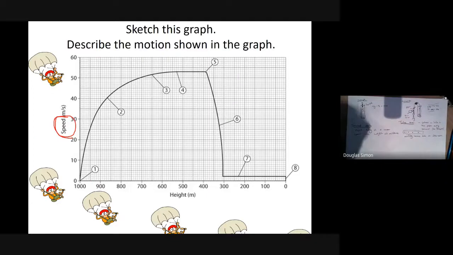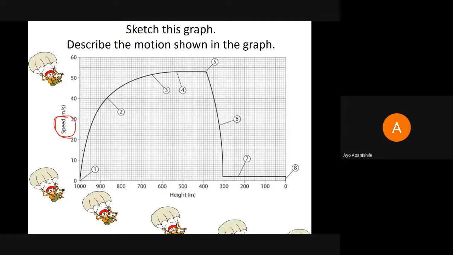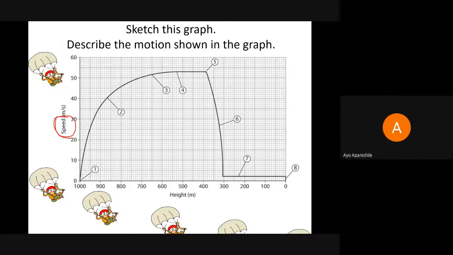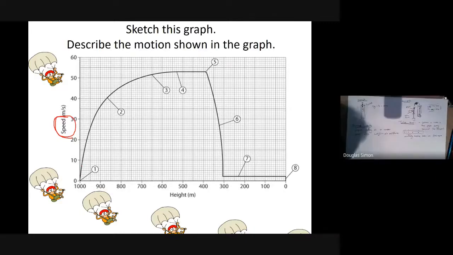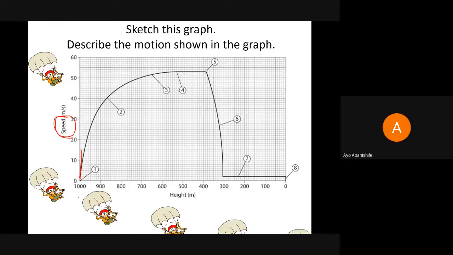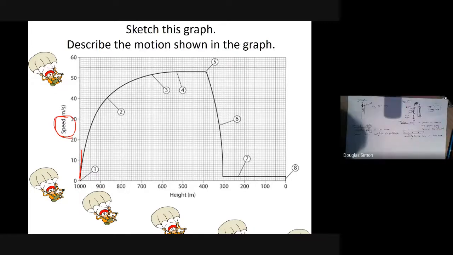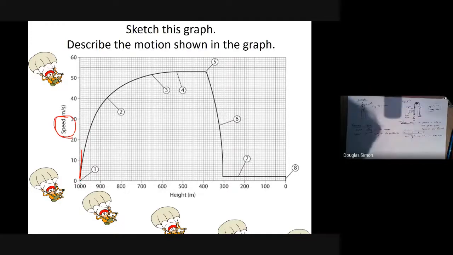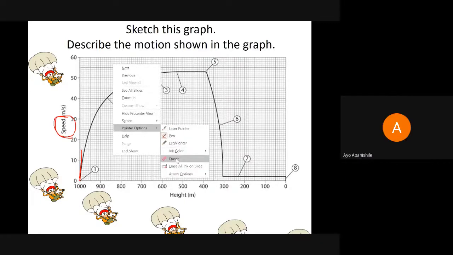Speed. Oh, speed. Wait, never mind. So at point 1, what is the acceleration? 0. So what do we mean by acceleration? What's the definition? Change in velocity over time. So is the velocity changing at this point? No. Are you sure? What's happening to the speed? The speed is increasing quite a lot. Oh, but at point 1 it is 0. So at point 1 the speed is 0, but is the speed changing at point 1? Oh yeah, it is. Right.